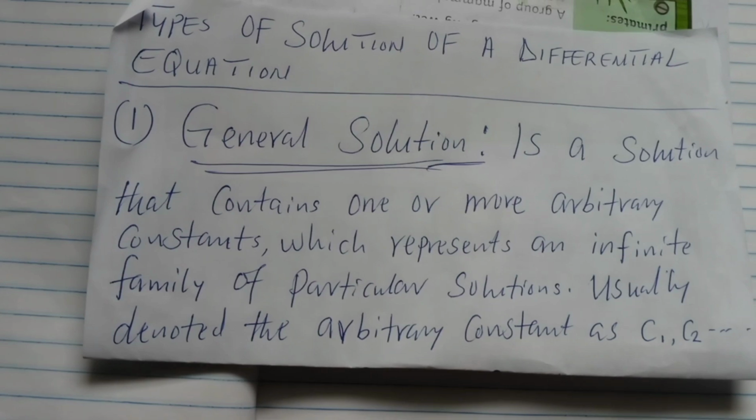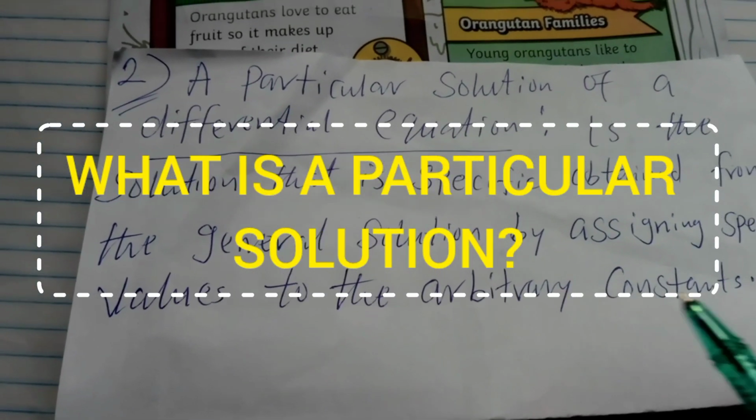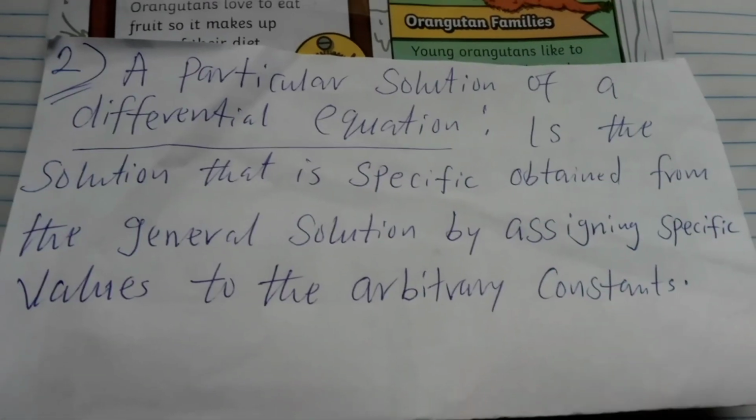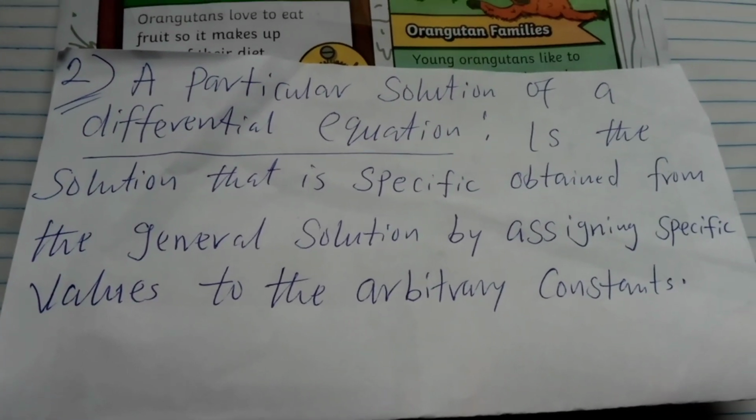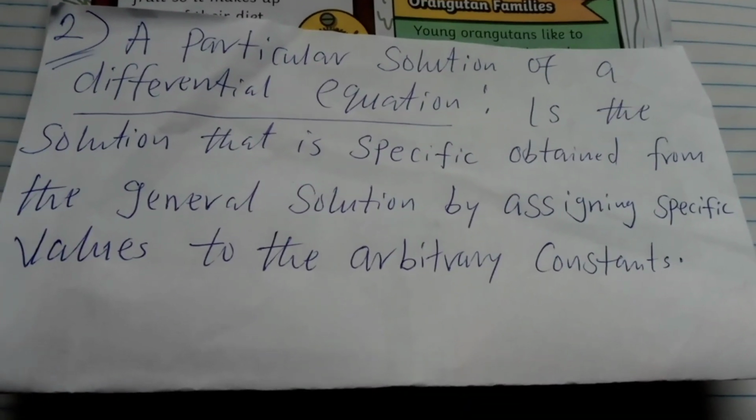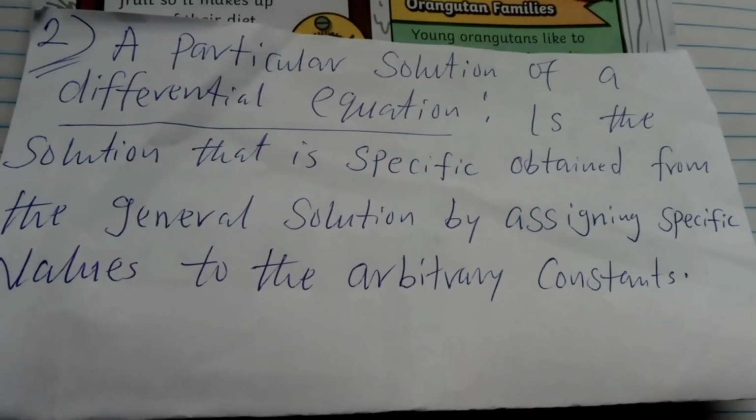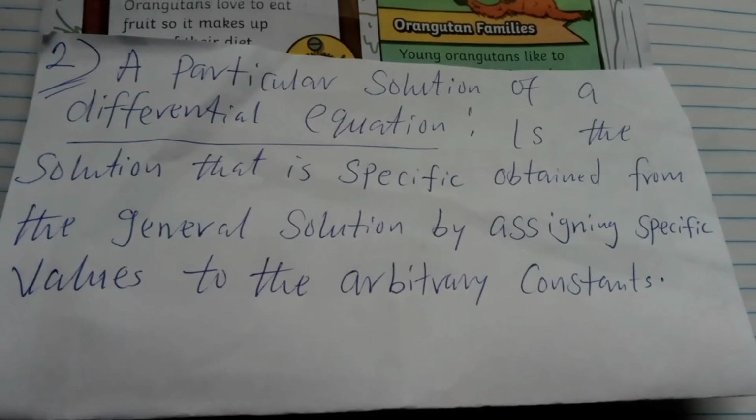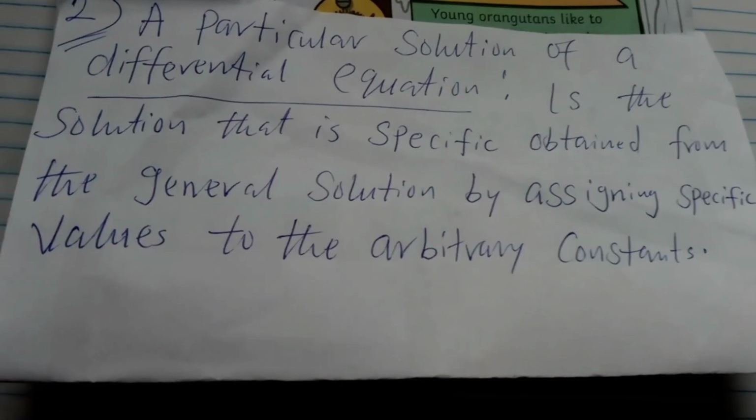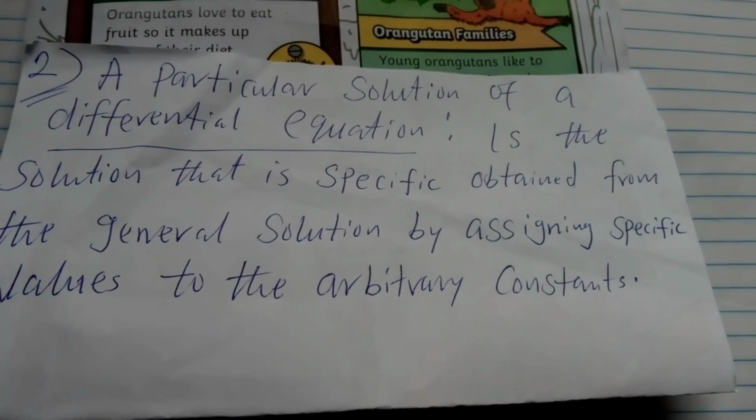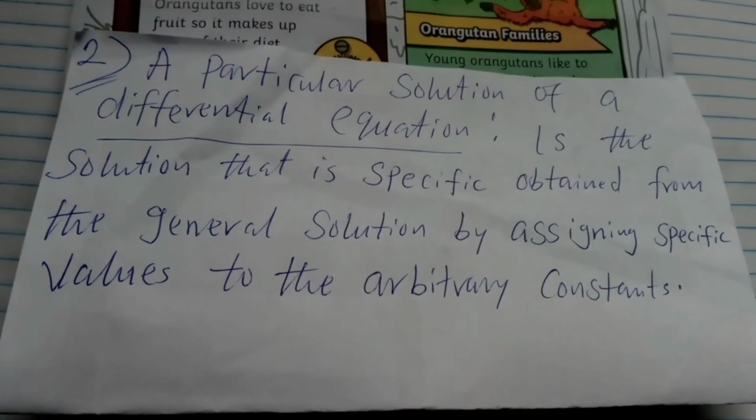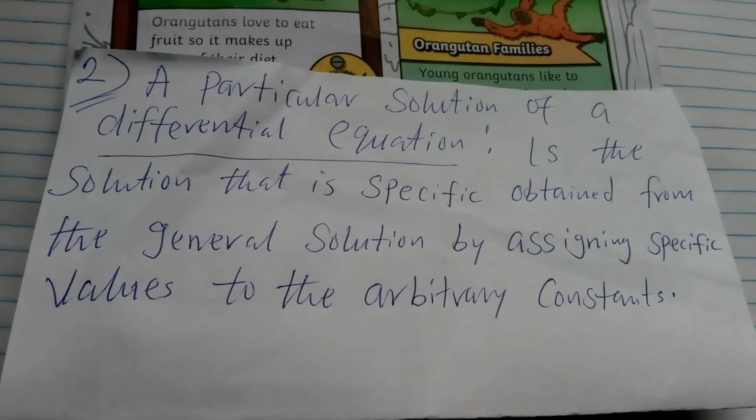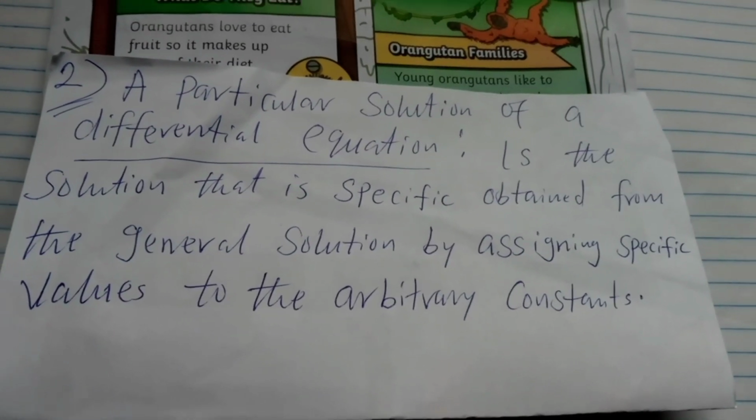Let's look at particular solution now. Let's look at a particular solution of a differential equation. What is a particular solution? A particular solution of a differential equation is the solution that is specific, obtained from the general solution by assigning a specific value to the arbitrary constant. We get the particular solution through what? The general solution. The general solution is the solution that has a constant. But the particular solution we obtain by having a specific value which substitutes the constant.